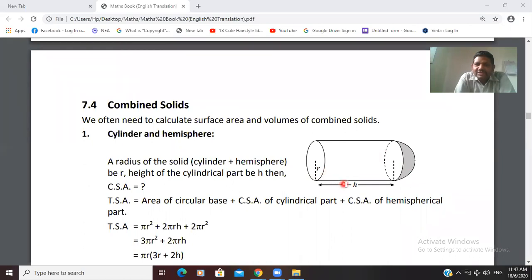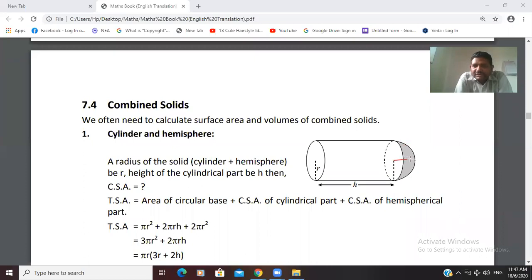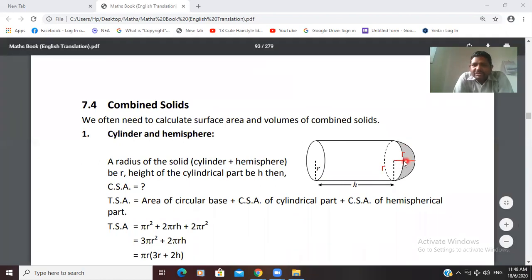Let us suppose that the height of cylinder is h and the radius of circular base is r. This radius of circular base r is for cylinder also, for hemisphere also. This vertical distance is also r and horizontal distance is also r. We can draw this horizontal distance in this way also, and this is also known as r only. This is the radius of the circular base, and the vertical distance is also the radius of the circular base.